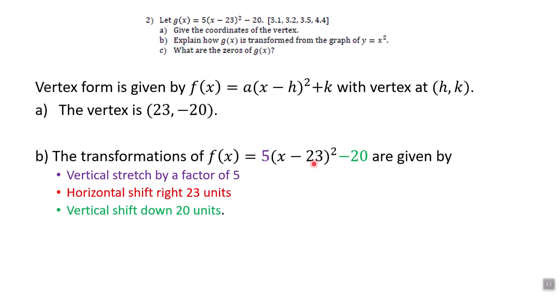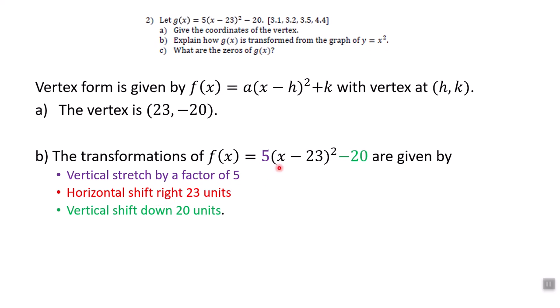The x minus 23 should have been highlighted in red. Somehow I forgot to do that. This is a horizontal change because it's directly affecting the x. It's inside of the square, it's right next to the x. So it's going to be horizontal. And it's a shift of 23 units, and it goes to the right.